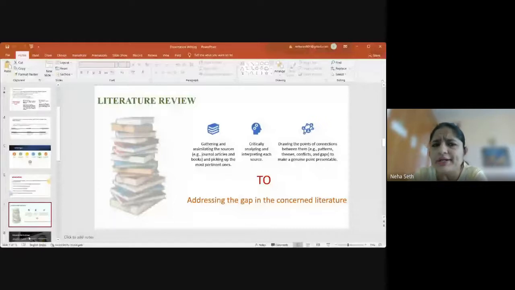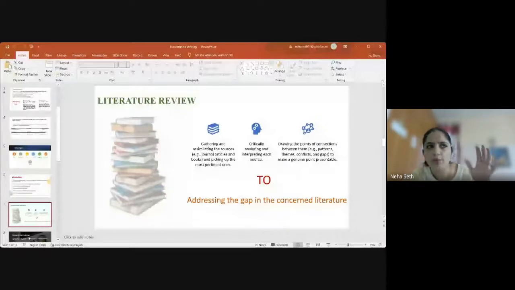Okay, so you have to cut down all the clutter, and you have to find those 150 to 200 papers that would be specific to your PhD research work in order to draw the conclusion out of this set of articles that you are having. So this is done to draw the point of connection between them.